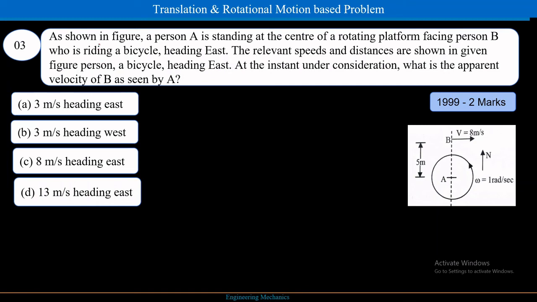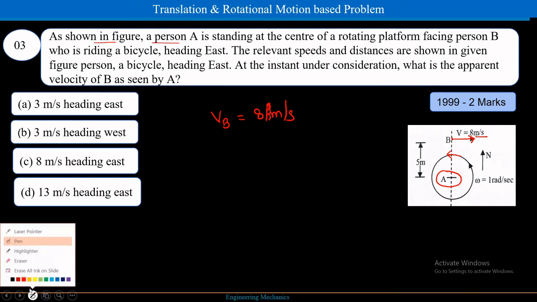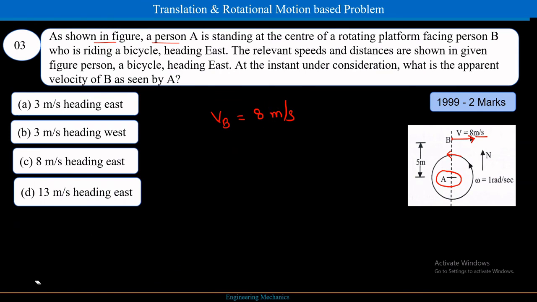It's an interesting sum. As shown in the figure, a person A is standing in the center of the rotating platform. This is my rotating platform and there is a person A standing here and a person B is moving with a velocity of 8 meters per second. The person B's velocity is nothing but 8 meters per second.